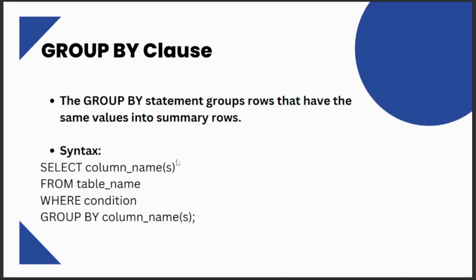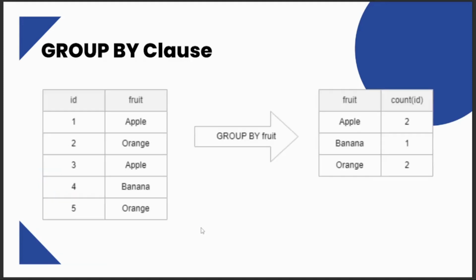First let's see the syntax and then we'll see an example of the group by clause. The syntax is select column names from table name where condition. You can either use the where condition or not use it, based on the problem statement that you have been given. Then group by column names. Let's see how it works.